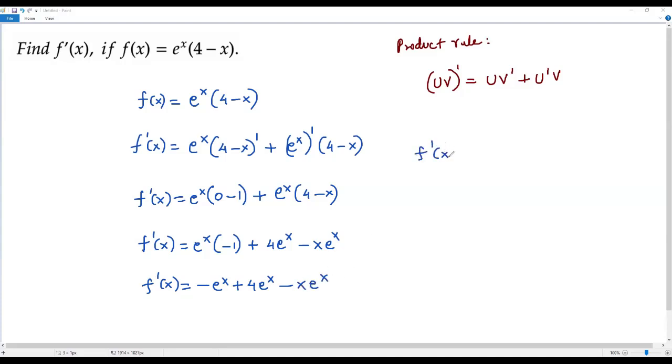So f prime of x equals, when I combine the two terms, 4 times e to the x and negative 1 times e to the x, it becomes 3 times e to the x, minus x times e to the x. Now I have the derivative of the given function f of x, that is f prime of x equals 3 times e to the x minus x times e to the x.